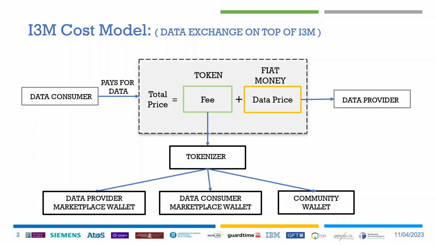Following the diagram presented in this slide, on top of each data exchange of i3 Market, the data price will be paid in fiat money and the corresponding fee in tokens. The fee will be distributed by the tokenizer service to the data provider marketplace, the data consumer marketplace, and the community wallet, following the i3 Market business model.